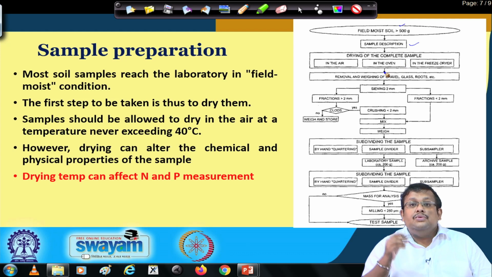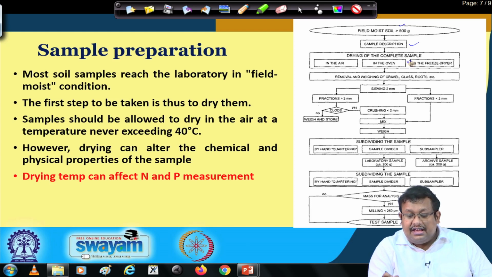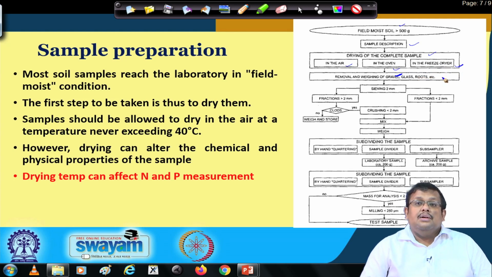So, the sample description is also needed for identifying the root cause of these pollutants. Once you do the sample description, the next step is the drying of the complete samples. Now, drying of the complete samples, you can do by air drying, and also you can dry it in the freeze dryer. We will discuss freeze drying, and also you can dry it in the oven. After you dry it, you can remove the gravels and grass roots and other debris from the soil for further analysis.